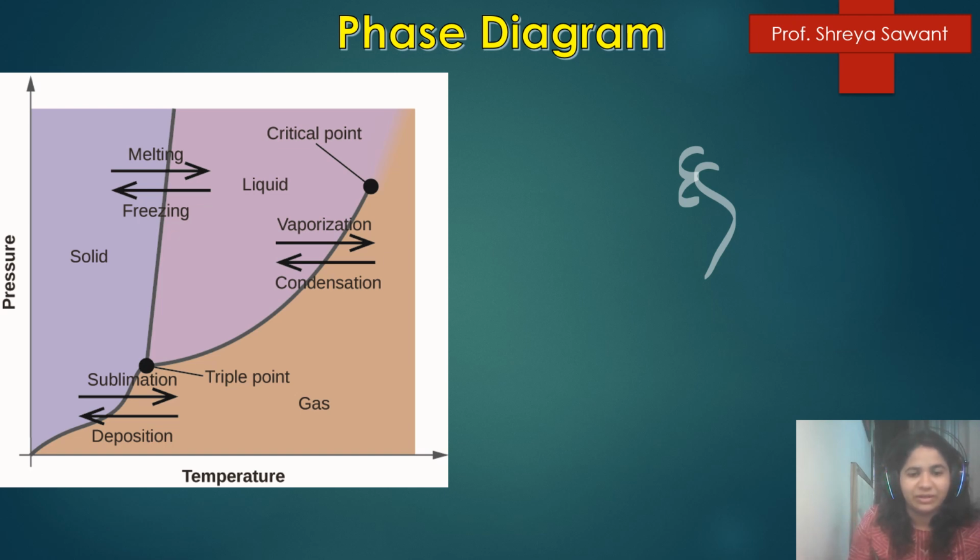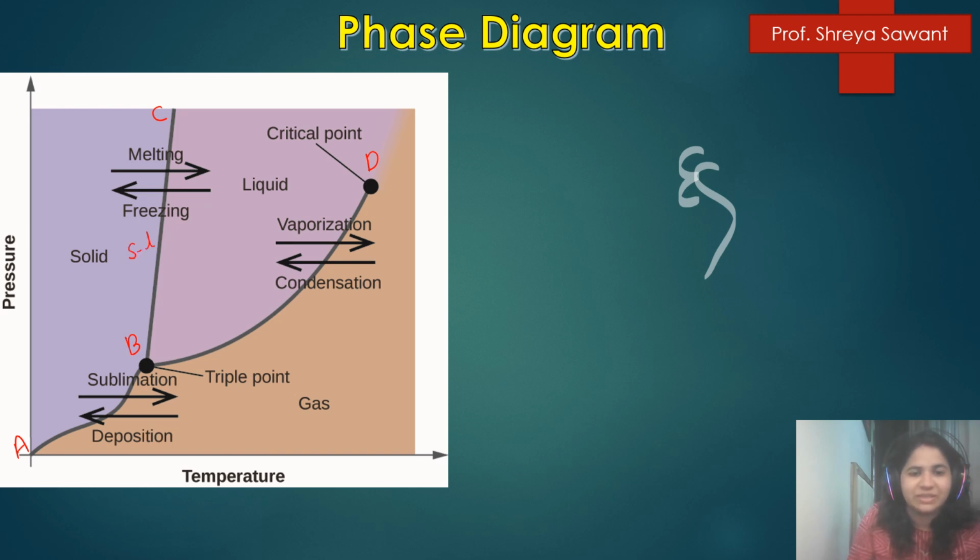So I'm writing the names of these curves: curve AB, curve BC and curve BD. And here are the three physical states: solid, liquid and gas. This BC curve separates the solid and liquid phases. That's why this curve is called the SL curve.